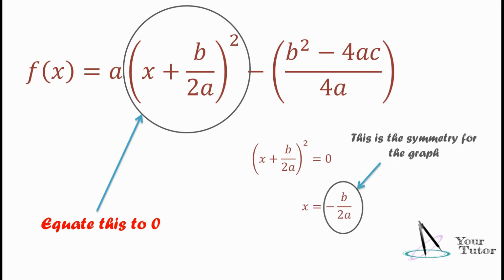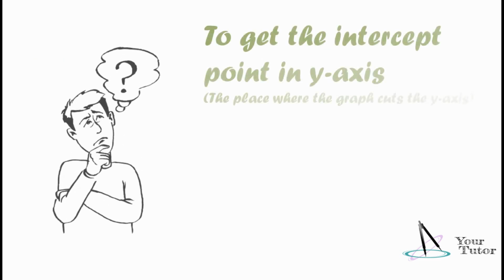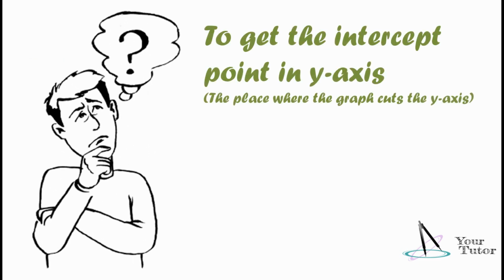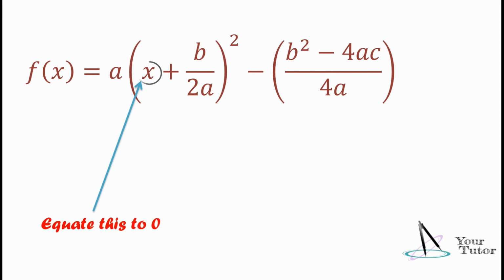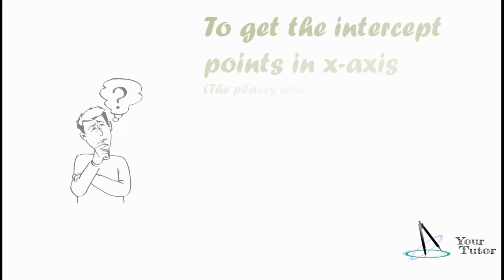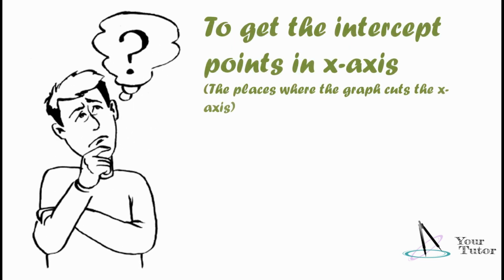Next, we have to find the places where the graph cuts the y-axis and x-axis. When intercepting the y-axis, the coordinate will be (0, y), right? So we have to substitute x with 0. We will get f of 0 equals c. We can also use the standard form to do this calculation. That is easier.